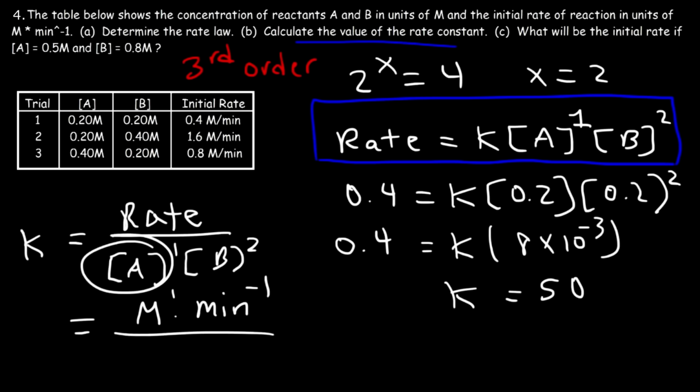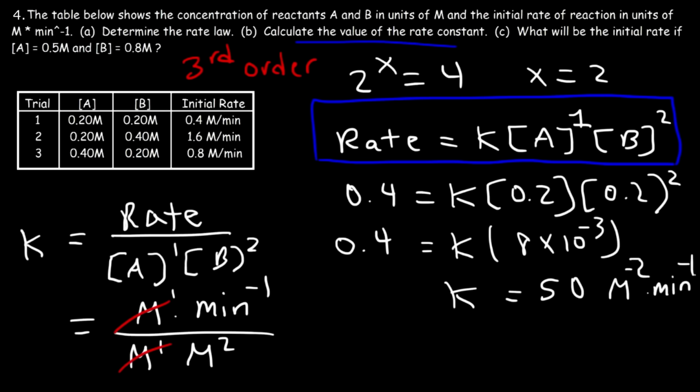Now A is in molarity, and B is in molarity, but it's squared, so I'm going to write m squared. Now we could cancel m, and I'm going to take this m, move it to the top. So the units of K, you can write it as molarity to the minus 2 times minutes to the negative 1. Now keep in mind that molarity is moles per liter. So you can write molarity as moles to the first power, liters to the negative 1.